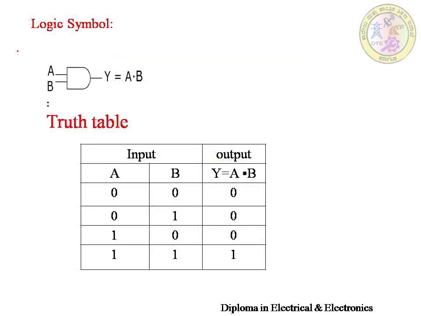The Boolean expression for the AND gate is given by Y is equal to A into B. So this is the truth table of AND gate. It gives output only when all the inputs are present. If any one of the input or all the inputs are absent, the output of the AND gate is 0 or the output is at logic low state.